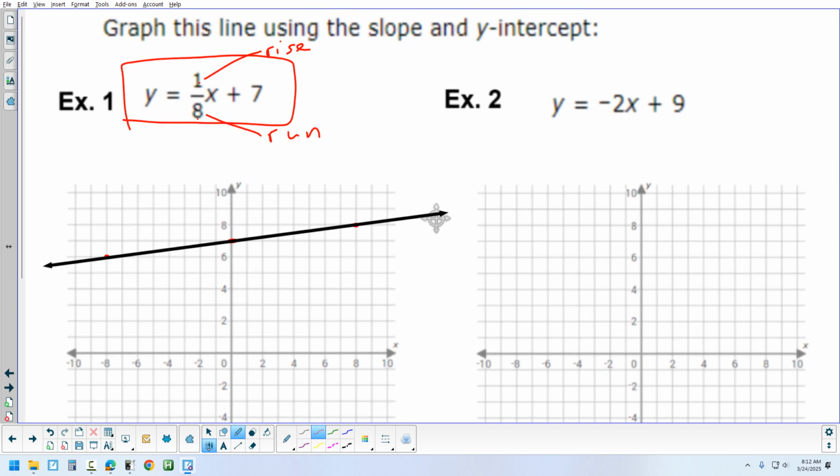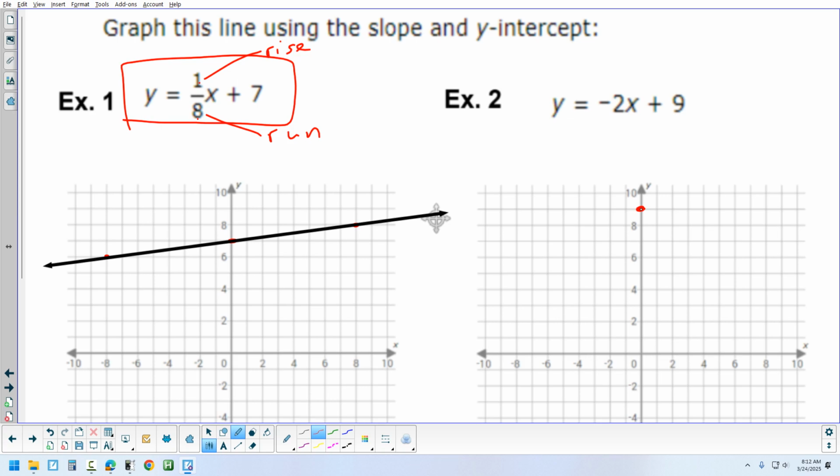So the next one is y equals negative 2x plus 9. Okay. What is my slope? Oh no, so let's do that second. What's my y-intercept? Start with that. Yeah? 9. Okay. So we're going to put a dot on the y-intercept on the y-axis. Just like that. Okay. It's really important we get that dot right, because if we don't, then the slope's not going to be correct because we messed up the y-intercept.